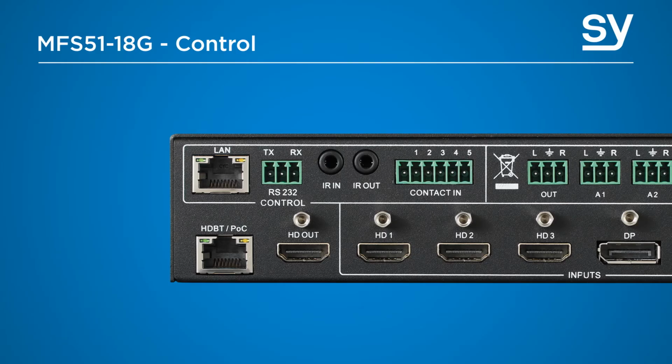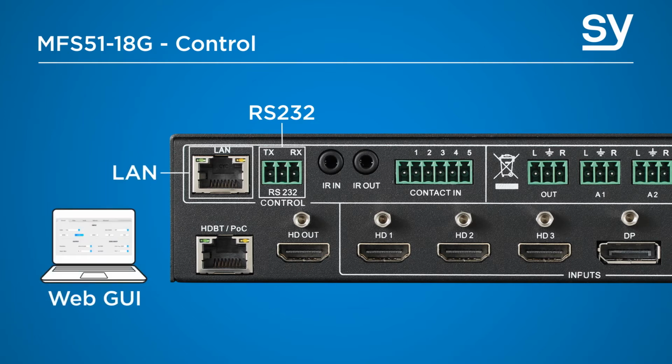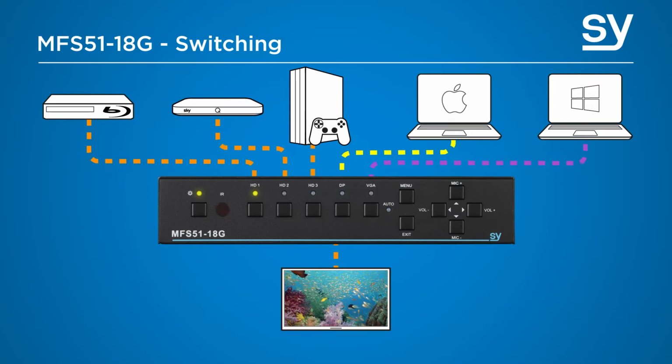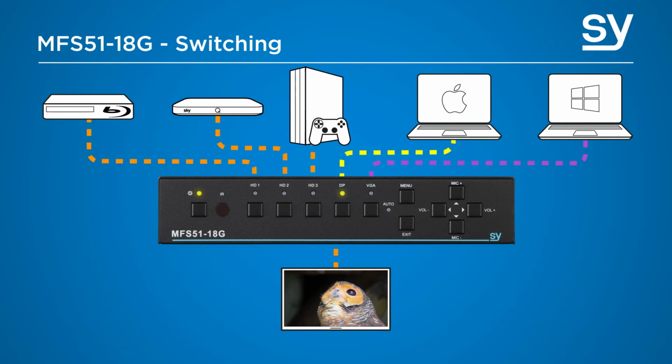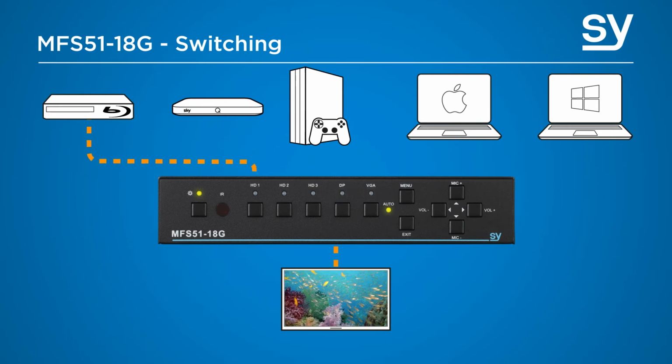What about control? This unit can be controlled via RS232 serial commands, LAN, built-in web GUI or via external contact button inputs, as well as infrared. Switching is carried out either manually or automatically. So this mode can also be selected from the front panel button, so you can manually switch between your video inputs, or you can set it to automatically detect video input signal.